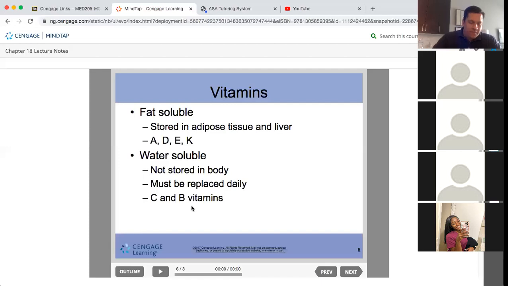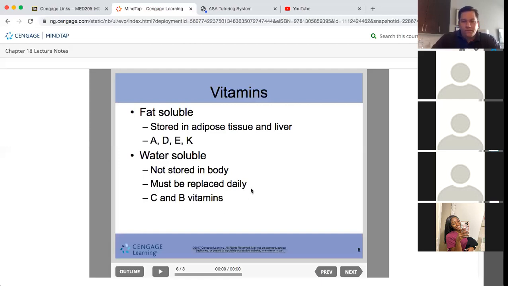Vitamin B6 is necessary for the metabolism of amino acids and fatty acids. You can find it in muscle meats, liver, and yeast. And the indications of deficiency are skin lesions and anemia.